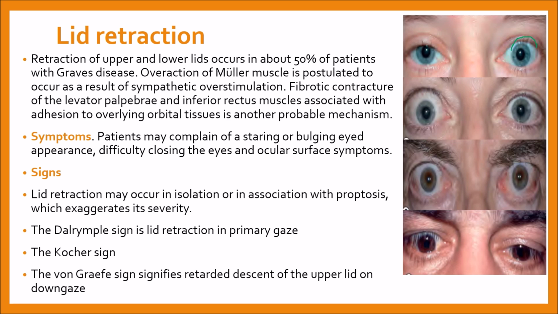Lid retraction is suspected when the margin is either level with or above the superior limbus, allowing sclera to be visible. The lower eyelid margin normally rests at the inferior limbus. Retraction is suspected when sclera shows below the limbus. Lid retraction may occur in isolation or in association with proptosis, which exaggerates its severity.